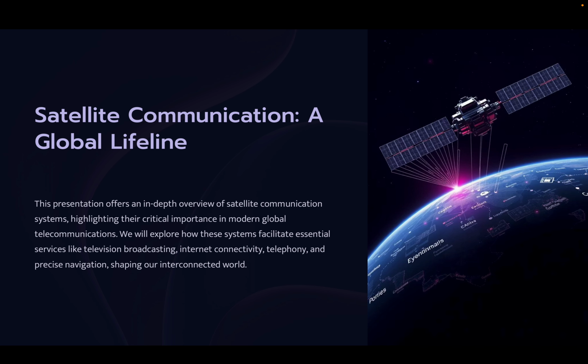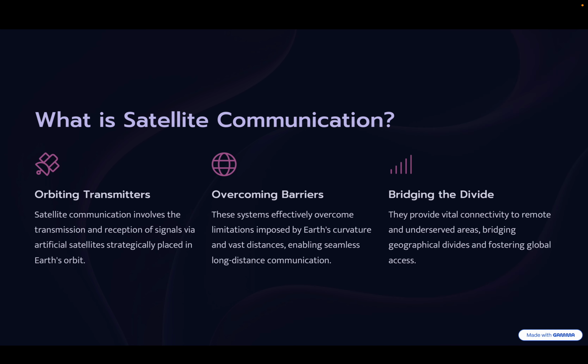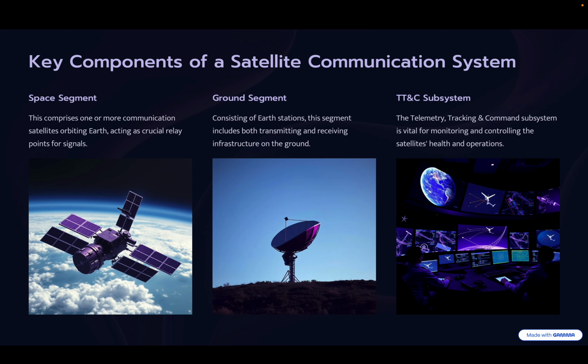Now let's see what are the components which are present in such a satellite. If you see the satellite, the entire system of the satellite can be divided into three segments. One we call the space segment, another we call the ground segment, and another we call telemetry, tracking, and command. So what does the space segment consist of? Space segment consists of the satellite.